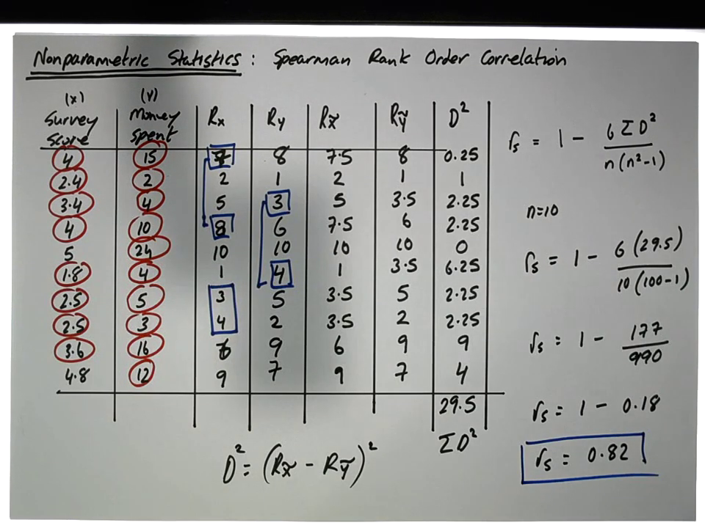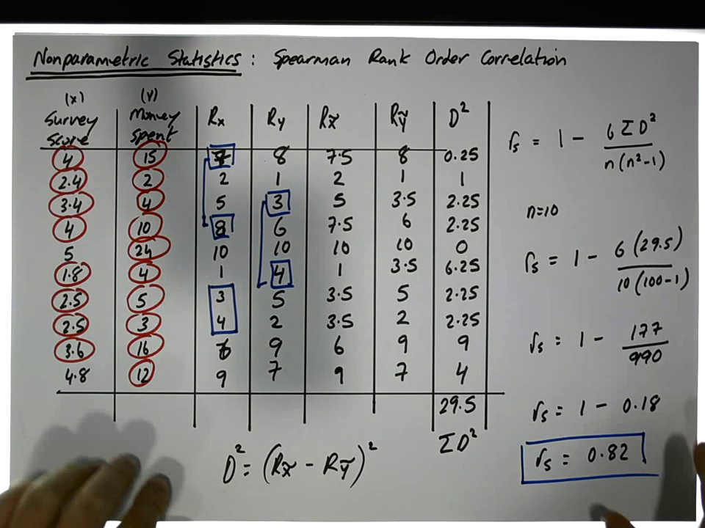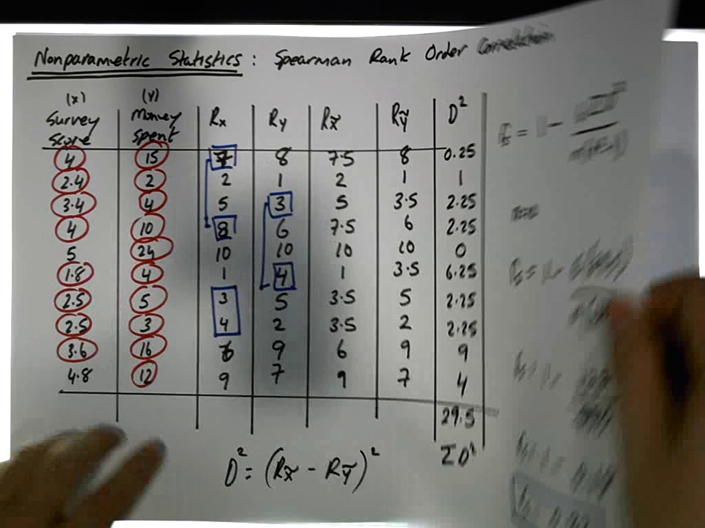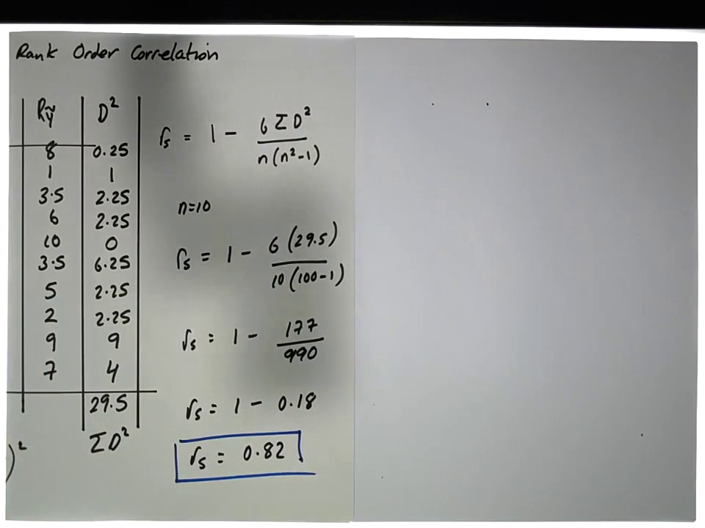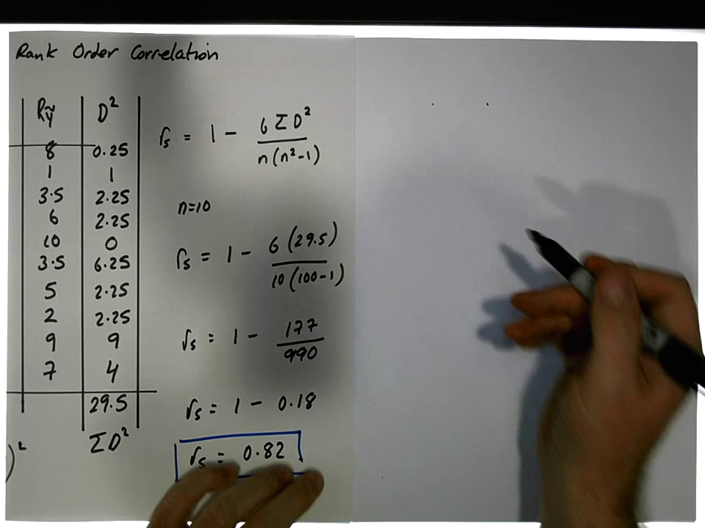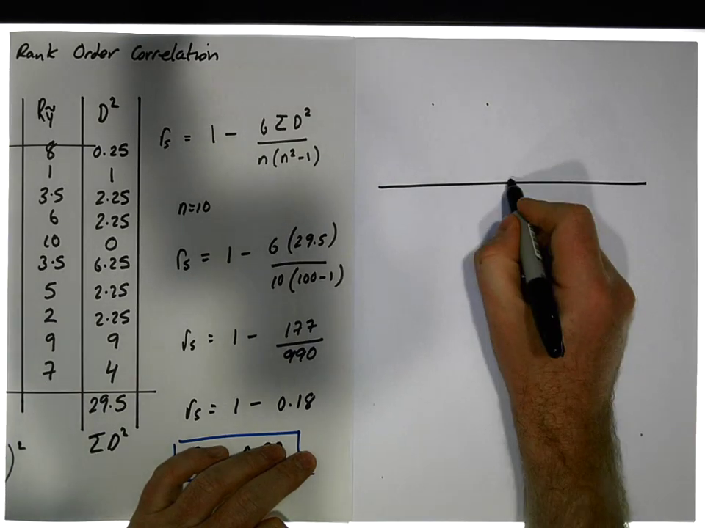Now, in relation to an interpretation of that particular value, if we follow Cohen's scale in relation to interpreting the magnitude of these correlation coefficients, we can interpret these values on a scale. What I'll do is I'll just draw a line out like this. Okay, a line. I have 0 here.